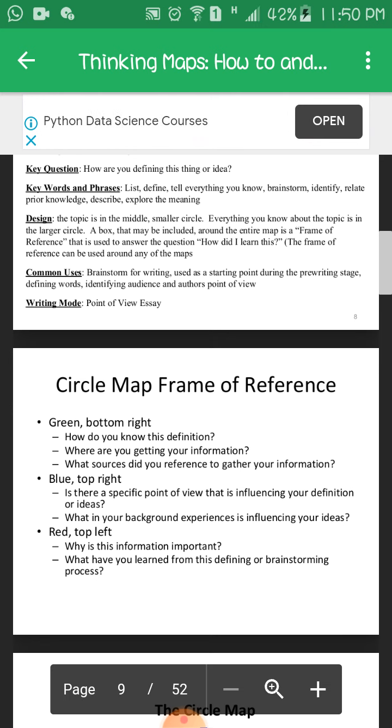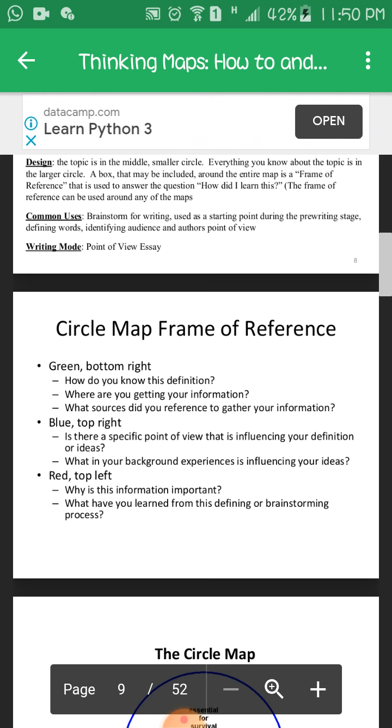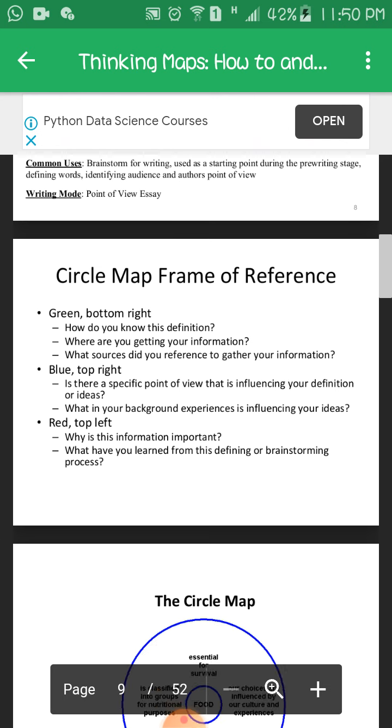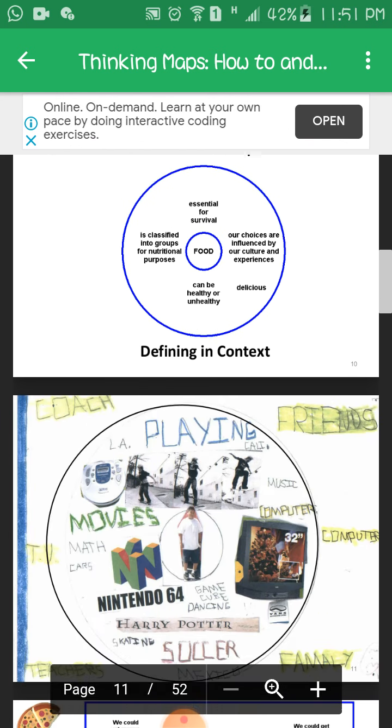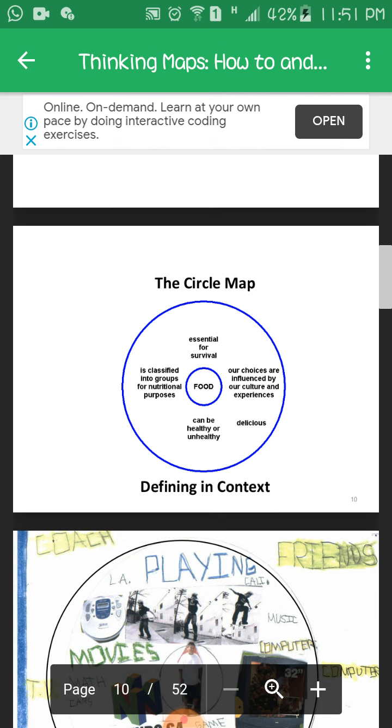Blue, top right. Is there a specific point of view that is influencing your definition or ideas? What in your background experiences is influencing your ideas? Red, top left. Why is this information important? What have you learned from this defining or brainstorming process? The circle map. Look at another example of the circle map.